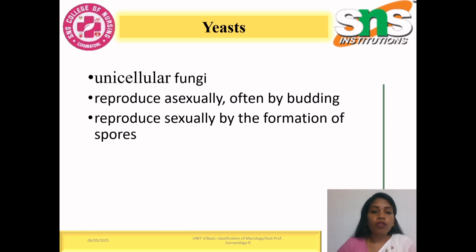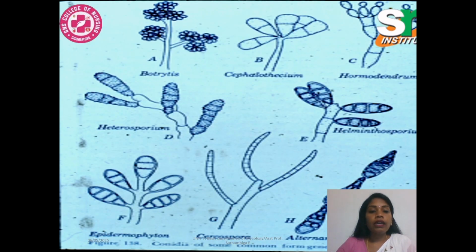Next, moving on to yeast cells. Yeast cells are unicellular fungi that reproduce asexually, often by budding, and reproduce sexually by forming spores. I have given some example pictures from the lactophenol cotton blue test. In the fungal picture, through the microscopic view, we see it like this.